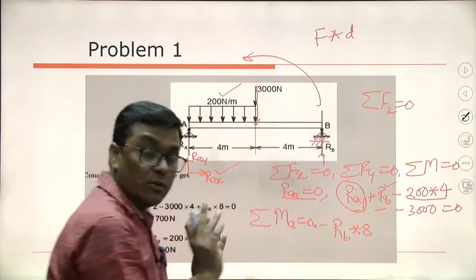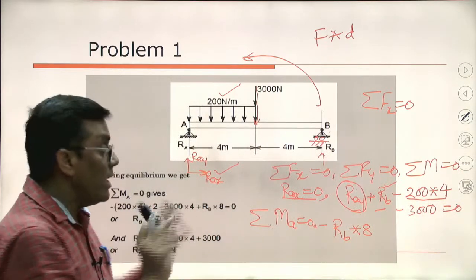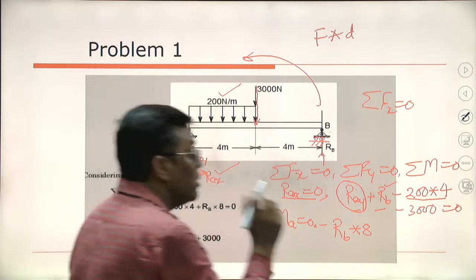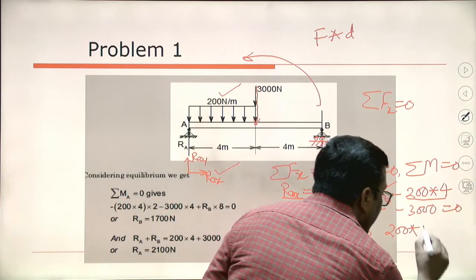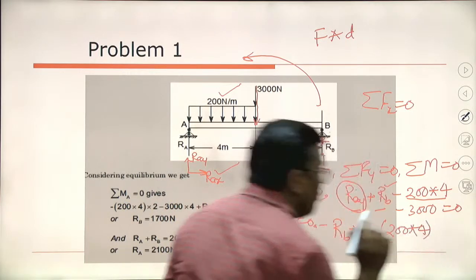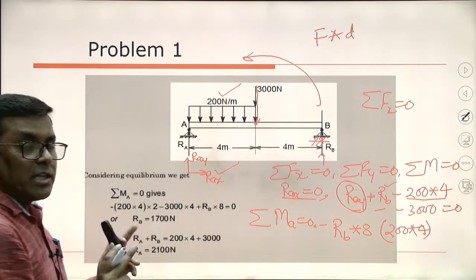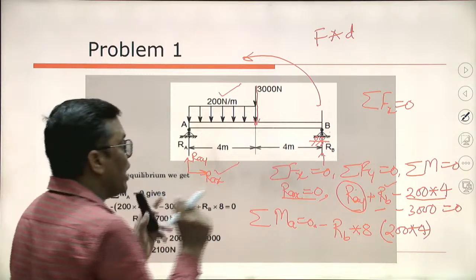ये हो गया. Now I am coming to 200 into 4. This is what? Load. It is not the moment, it is the load, UDL. So I am writing 200 into 4. साइन इसका भी लिख देंगे थोड़ी देर बाद. 200 into 4. Where it will be effective? UDL कहां पर इफेक्टिव होता है?